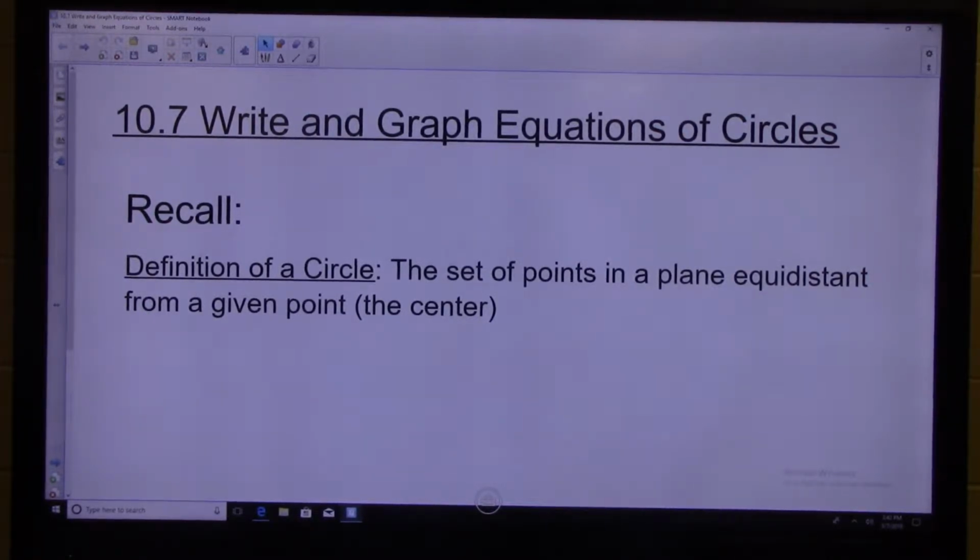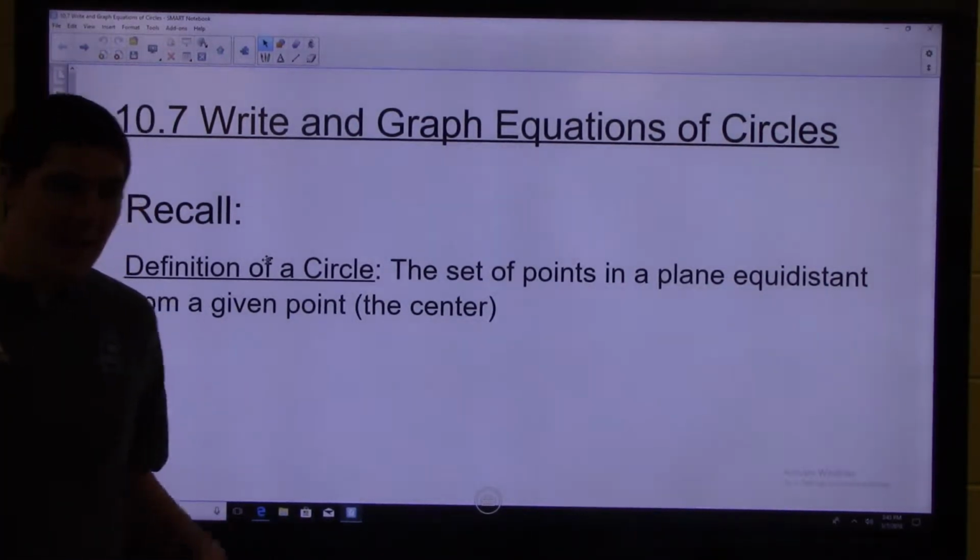So, first of all, I want you to recall, I've got this definition down here. I'm going to try to have some guided notes for you as well, so try to fill in the blanks. But the first thing to recall, this was all the way back from the first section of this chapter when we were just getting the terminology down. We had to understand what a circle was. So the definition of a circle is that it's the set of points in a plane that are equidistant from a given point, and that given point is known as the center.